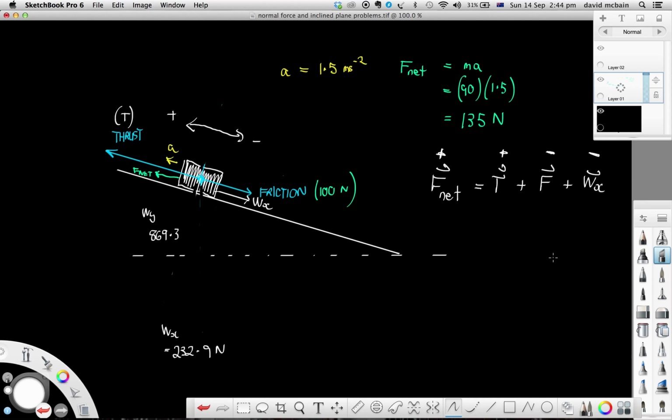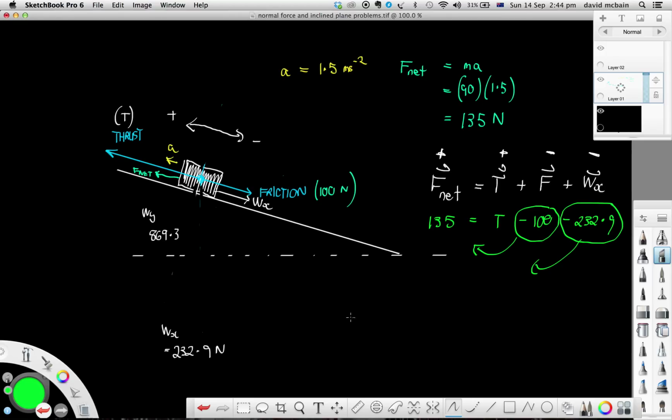So let's put all that information in, and we know the net force is 135. So we know that 135 is equal to T, the thrust force, which is what we're trying to find, plus the friction force. Remember, F was the friction force, and that was 100 newtons, but it's down the ramp, so it's negative, so it's minus 100. And Wx is minus 232.9. So I now need to move that to the other side of the equation by adding it, and I need to move this to the other side of the equation by adding it.